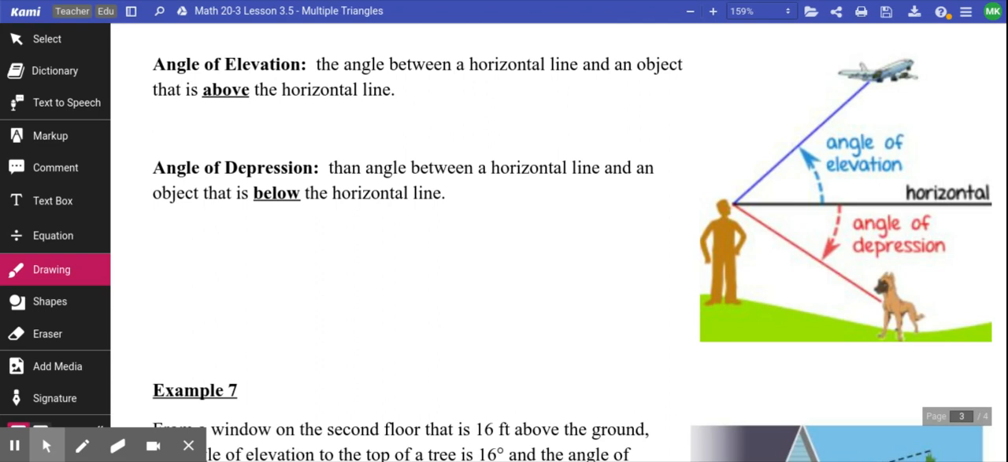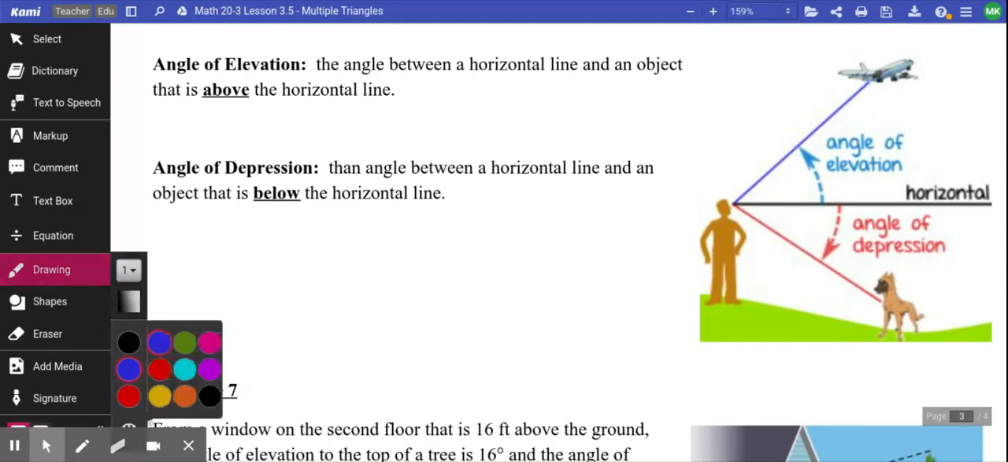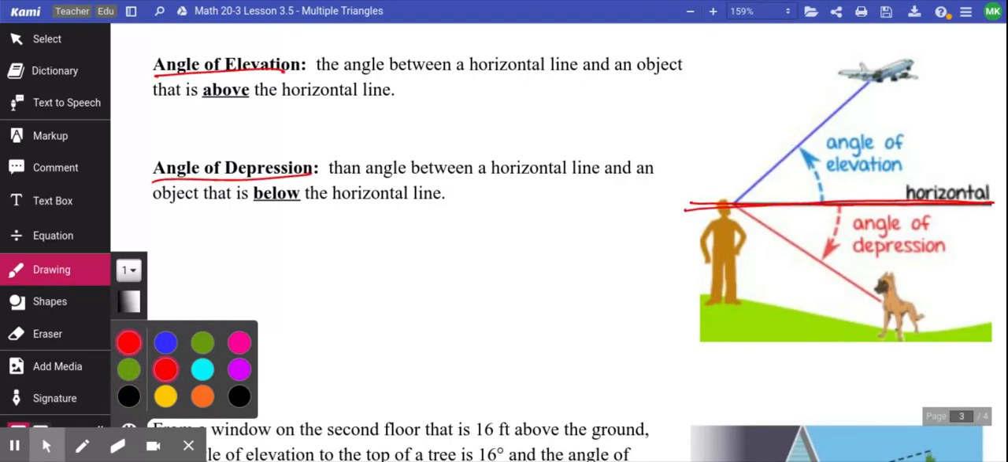Of depression. Angle of elevation means you're measuring upwards from something. Angle of depression means you're measuring downwards from something. It is key that you have to be coming from a horizontal line, right? So whenever you're talking about elevation or depression, it must be from a horizontal line.